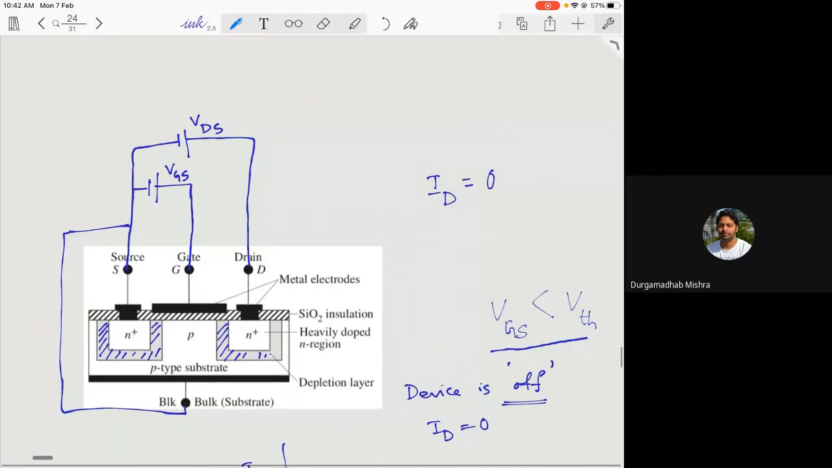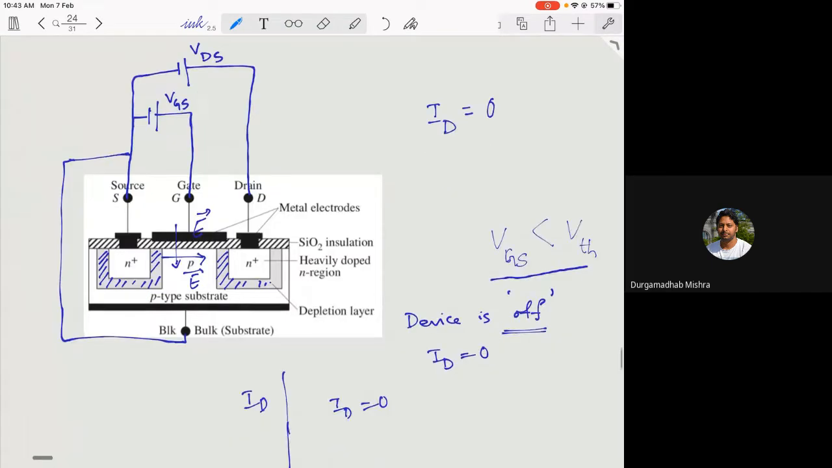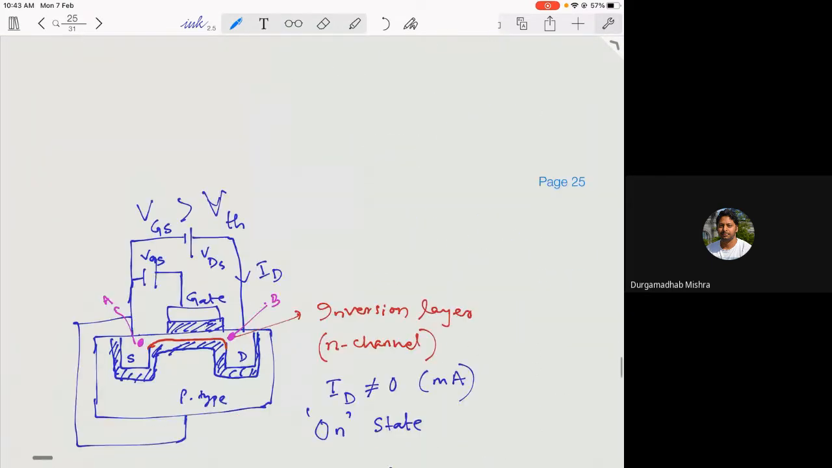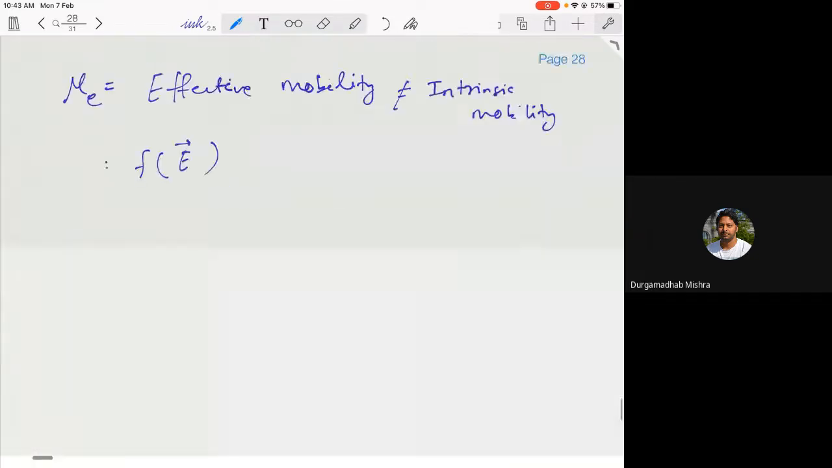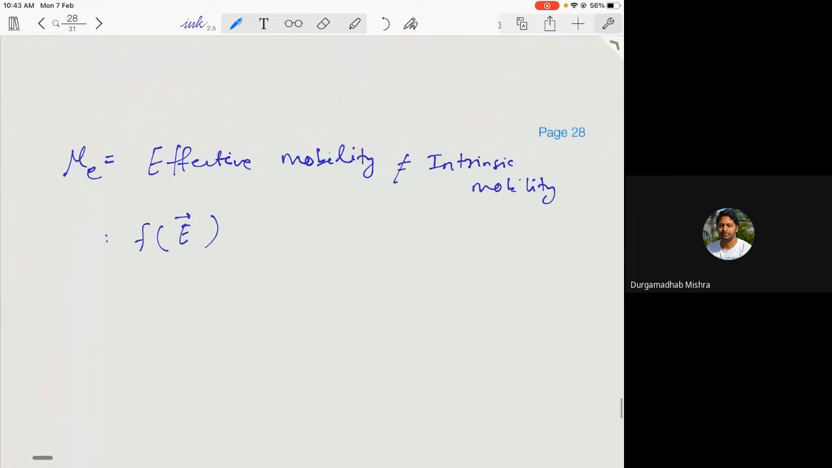So when you look at the device, let's look at here. You have an electric field in this direction. You also have an electric field in this direction as well, because you are applying a voltage from source to drain. So you have two kinds of electric fields you are applying, okay? And there will be a resultant electric field that electrons will experience, and that will determine the mobility of the electron. So that's why we're calling it an effective mobility. It is not really the intrinsic mobility of the material.